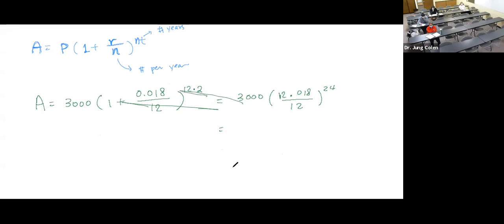Okay, I want everybody to solve this and let me know. Shall we repeat the formula one more time? A is equal to what? 1 plus R over N, to the NT power. Oh, where did the P go? Right?